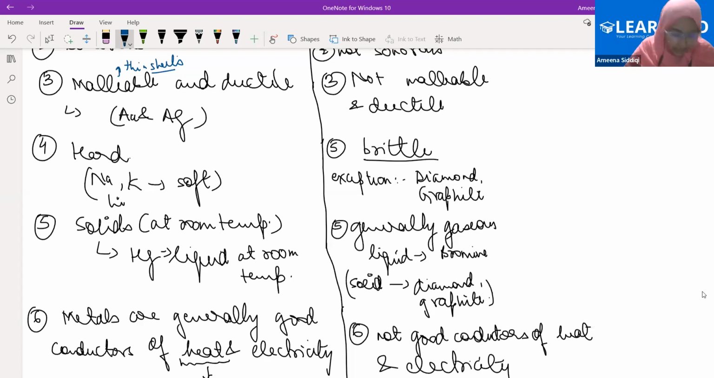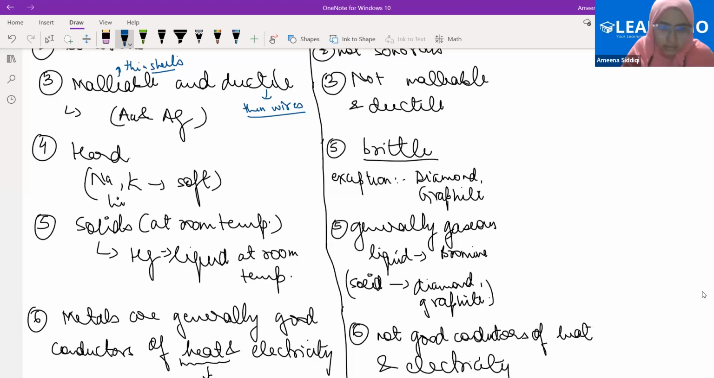And what do we mean by ductility? Ductility is again a property of metals. It means when metals are beaten, they will change into thin wires. This property is called ductility, and metals show this property, therefore they are ductile.